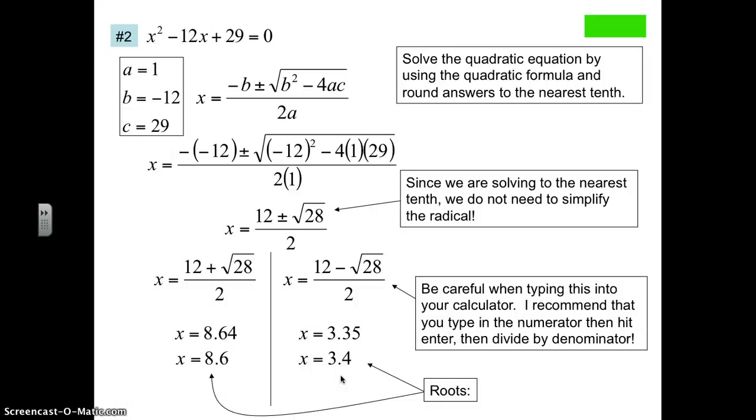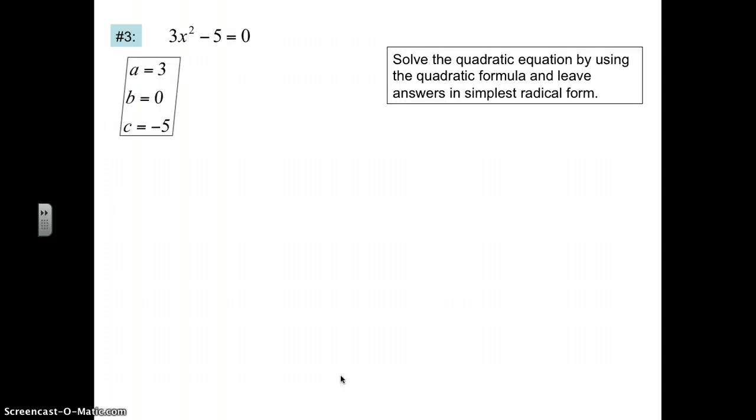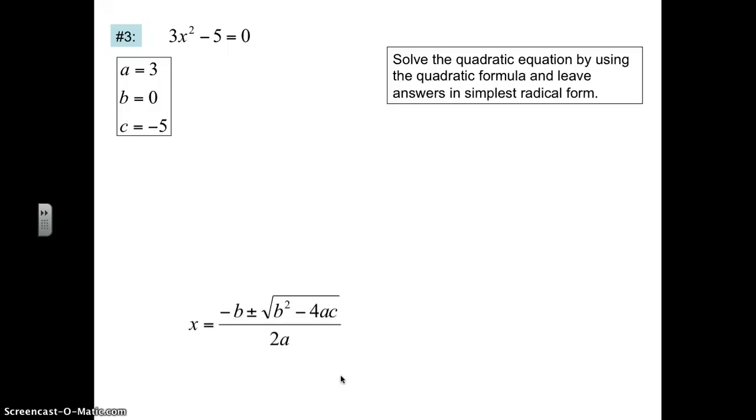And those are my roots of that quadratic. Now here we're asked to factor this quadratic, leave it in simplest radical form. So we'll have to simplify. My a is 3, my b is 0 because I don't have an x term. My c is negative 5.